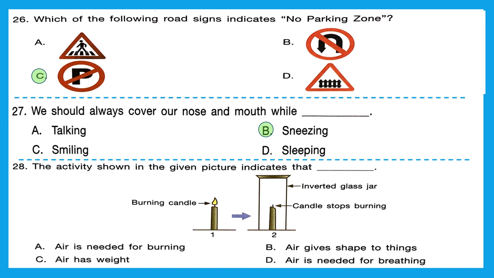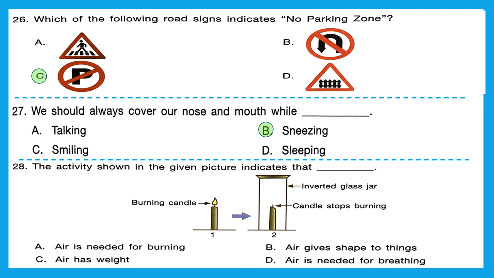Question 28. The activity shown in the given picture indicates that. So let's see the activity. So in the figure 1, there is a burning candle, and then in the figure 2, there is a jar on the candle, and then candle suddenly stops burning. So what do we understand from this experiment? What has been stopped when we have put an inverted glass jar on the candle?